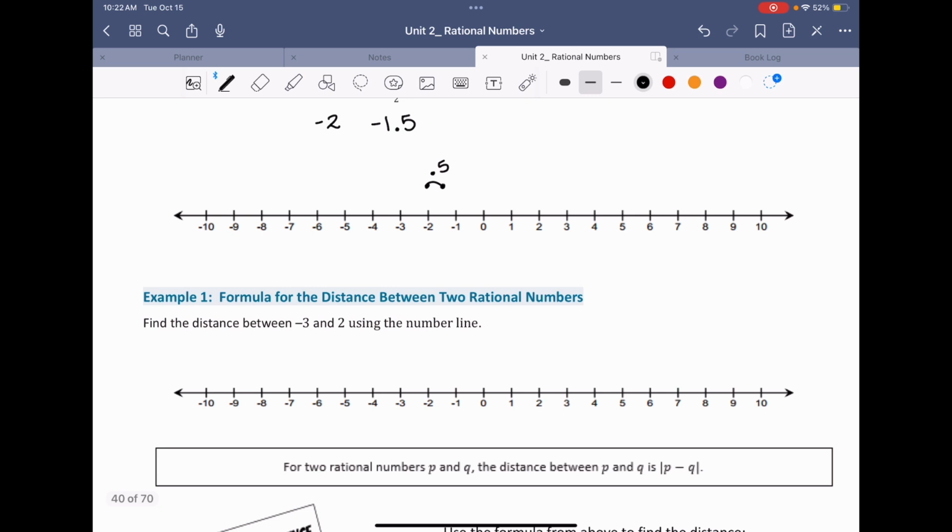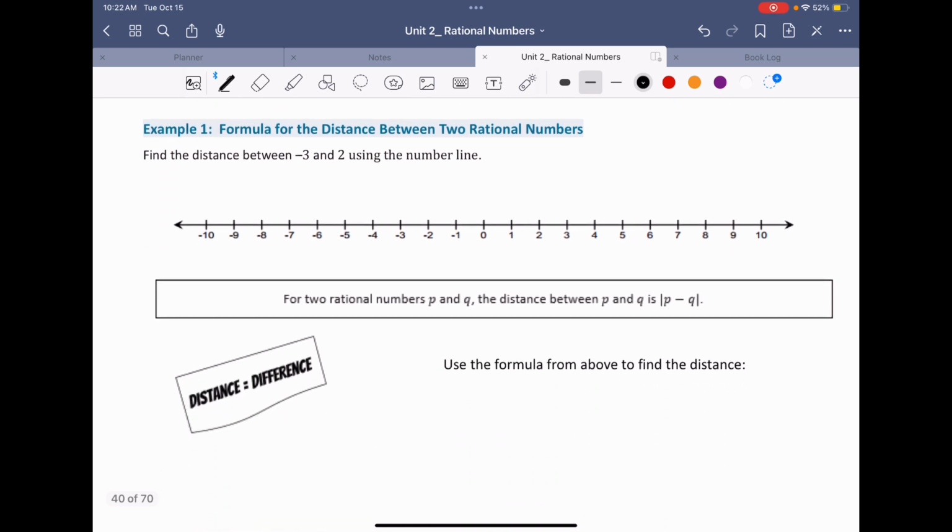So when we talk about the distance between two rational numbers, we actually have a formula. It says find the distance between -3 and 2 first using the number line. So let's just show that on the number line. Start at 0, go to -3. So there's -3. I'm going to go over to 2. There's 2. So the distance between those, 1, 2, 3, 4, is 5 units.